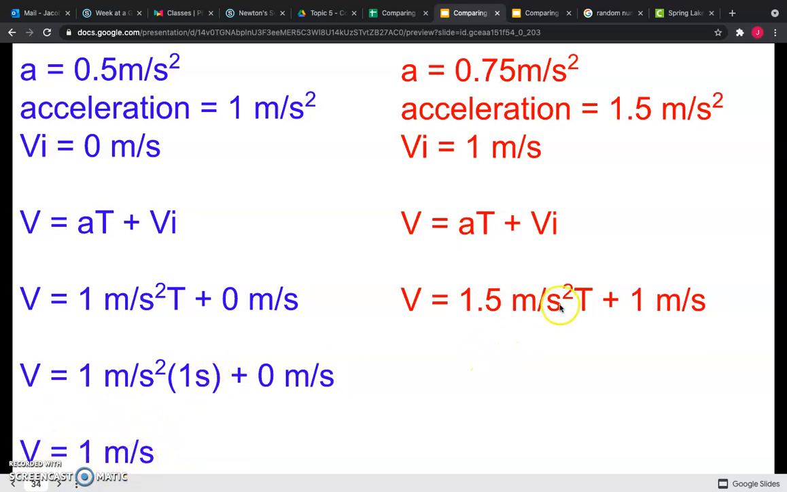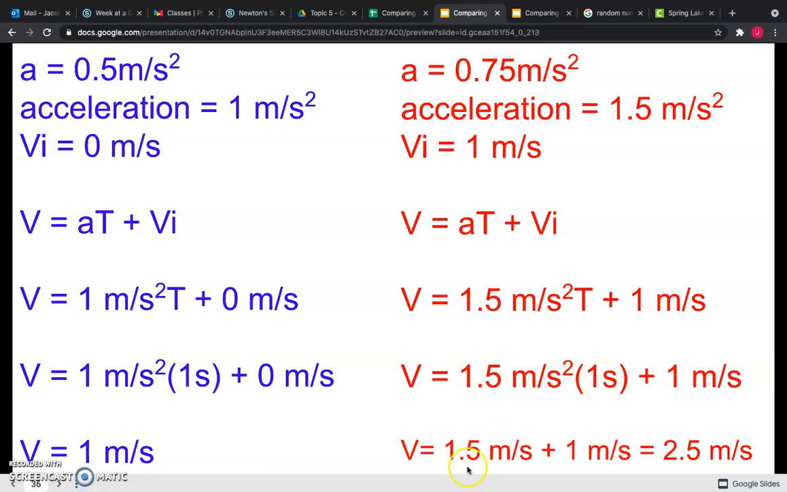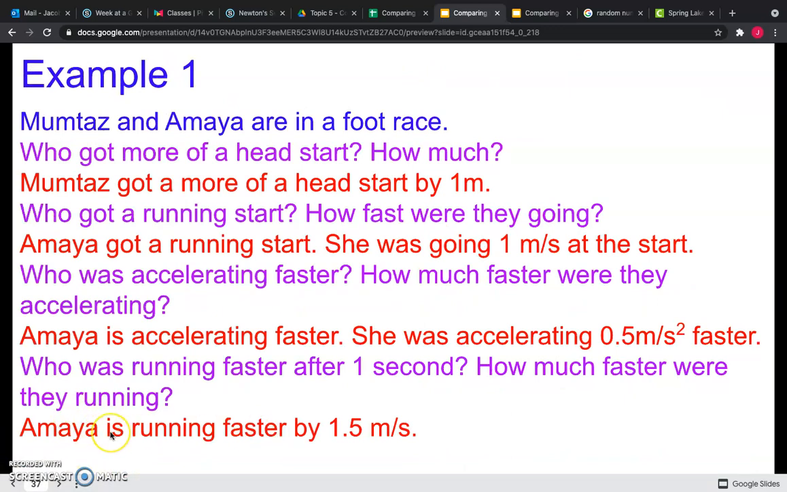Now let's do the same thing for Amaya. So we're going to take this equation and we're going to plug in 1 second. We're going to say 1.5 times 1 second. That equals 1.5. And then plus 1 over here. So 1.5 plus 1. That's going to get us to 2.5 meters per second. So after 1 second, Amaya is going to be moving at 2.5 meters per second. Mumtaz is going to be moving at 1 meter per second. So if we take the difference, we'll see that Amaya is running faster by 1.5 meters per second.